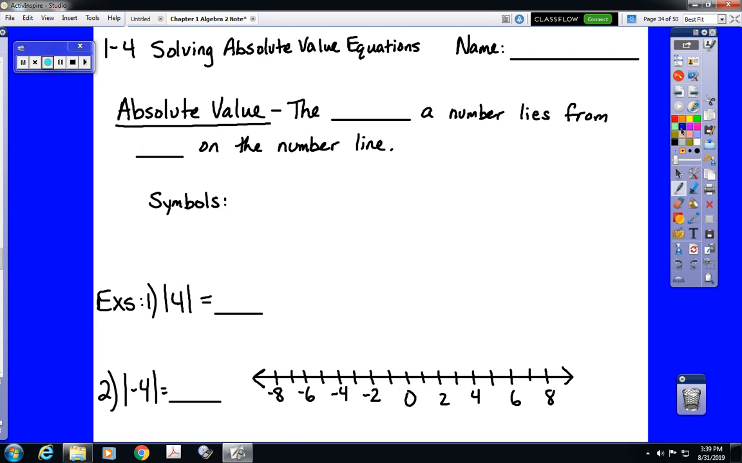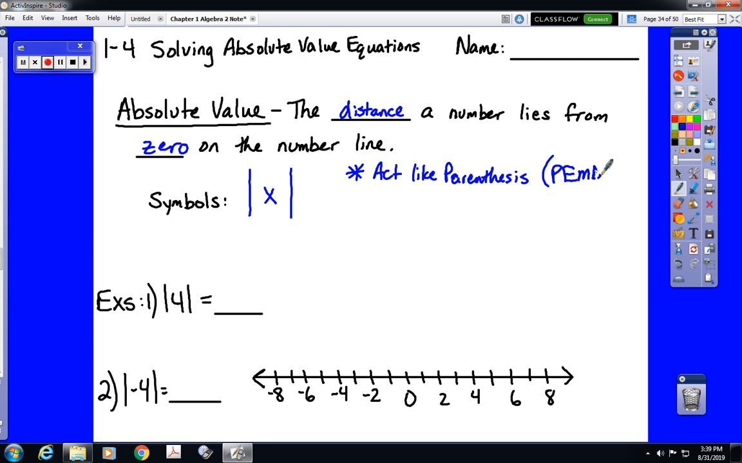Absolute value is defined as the distance a number lies from 0 on the number line. In symbols, we have vertical bars. Two things to remember about this. One, those vertical bars act like parentheses in terms of PEMDAS. So we do have to simplify inside those before we do any multiplication, division, addition, subtraction, or exponents.